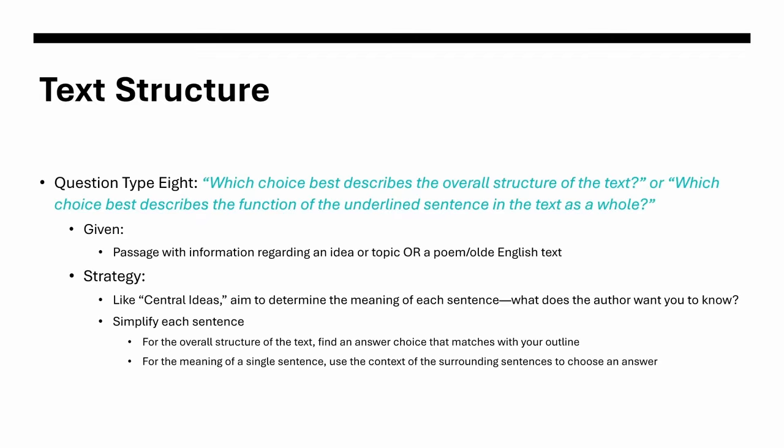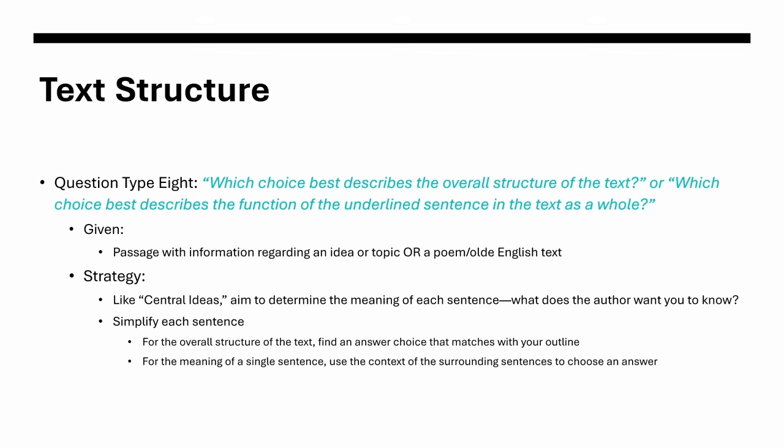Now, for both of these types of questions, which is why we kind of combine them here, you're going to simplify every single sentence of the text, right? You're going to write each sentence in your own words, kind of like bulleted notes, right? You're going to have either an overall structure of the text question or you'll have the single sentence question. For both, just try to find an answer choice that correlates with your outline.